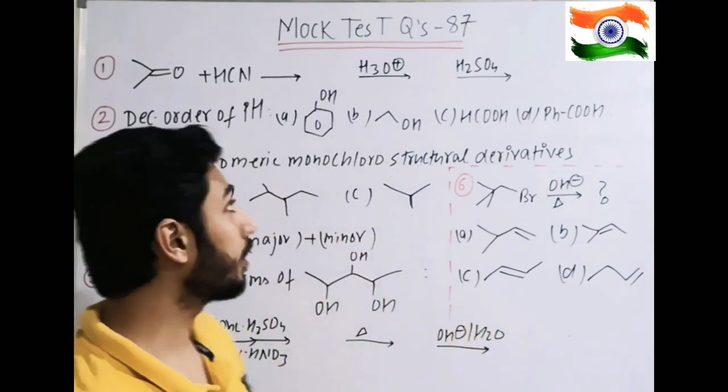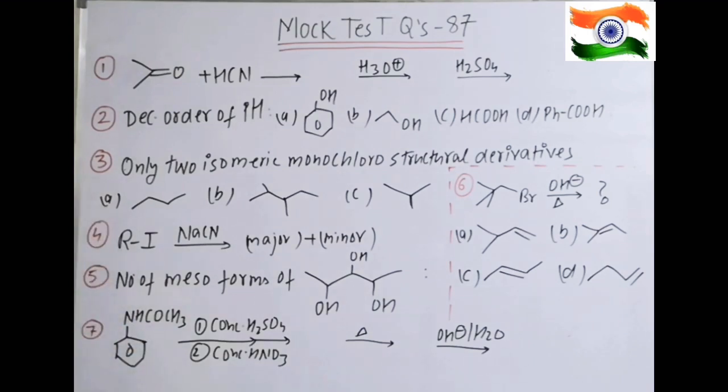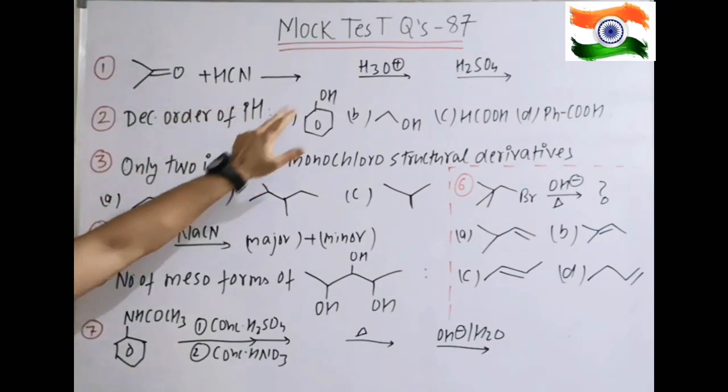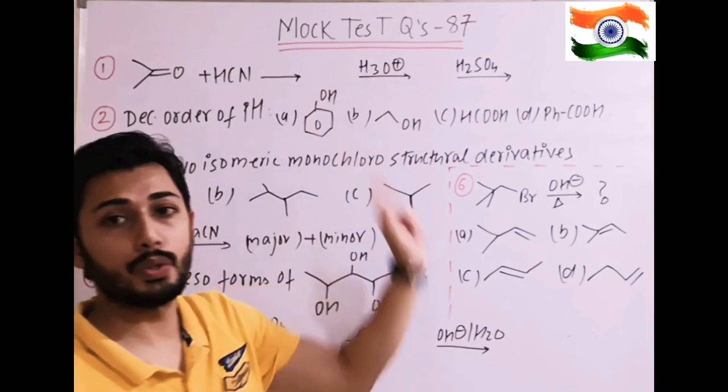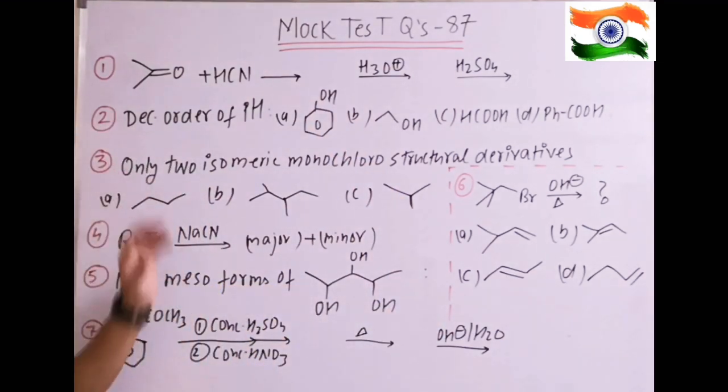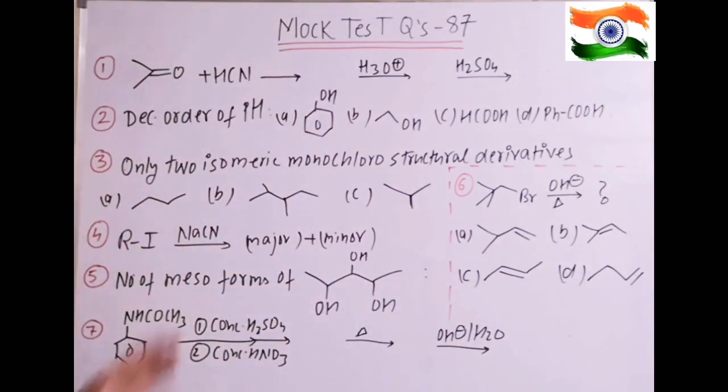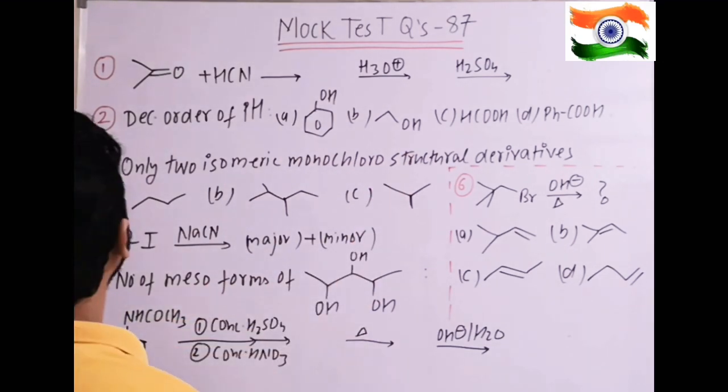Okay, now starting with the first question, I am explaining what the question is, then you can try it by pausing this video. First is carbonyl compound with HCN, product formed, then H3O+, and then H2SO4 is added. Next is decreasing order of pH. These are the compounds given, so I am answering the first one.